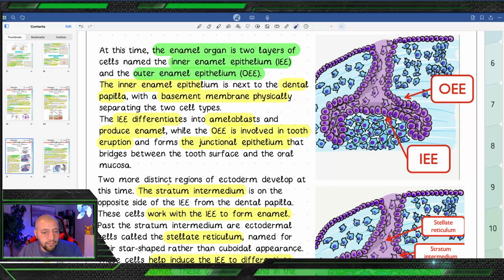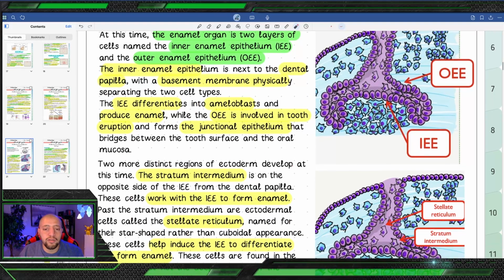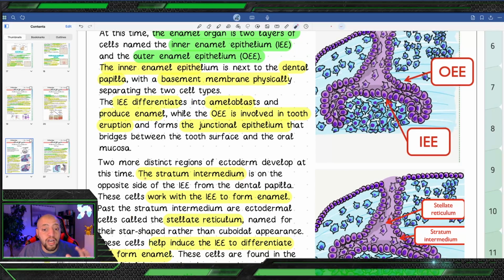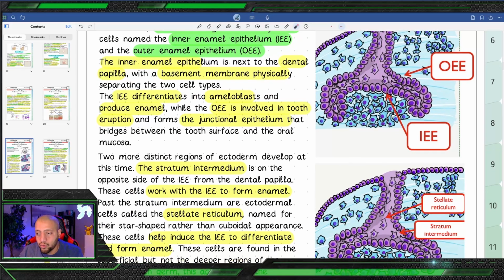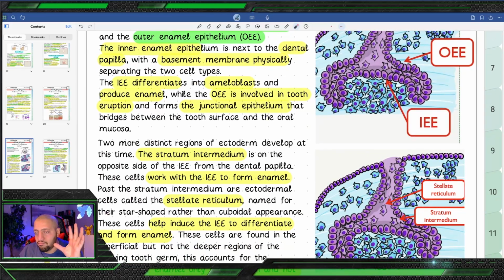The two more distinct regions of the ectoderm develop at this time. Stratum intermedia. So during this process, we have the signaling and the inner enamel epithelium become ameloblasts going up and odontoblasts going down. At the same point, something happens inside here. This is the stratum intermedia. So here we call it stratum intermedia.